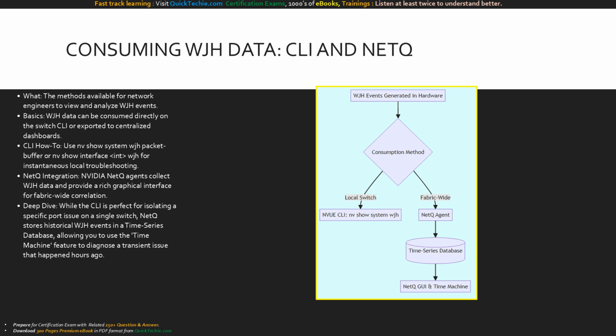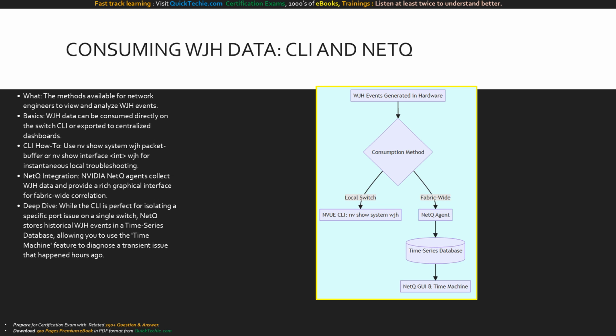However, in a 1000-node AI fabric, checking switches individually doesn't scale. That is why WJH integrates seamlessly with NVIDIA NetQ. The deep dive distinction is temporal visibility. The CLI shows you what is happening right now. NetQ ingests this WJH data into a time series database. This unlocks the NetQ time machine feature, allowing you to rewind the fabric state and diagnose a transient drop that crashed an AI job at 2:00 a.m.